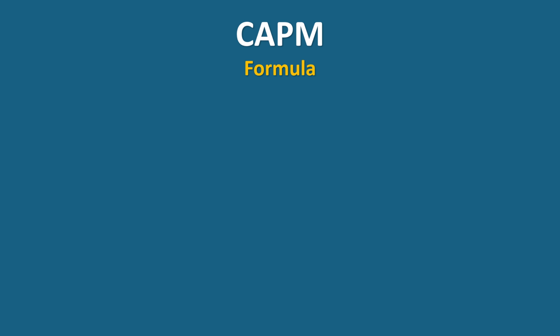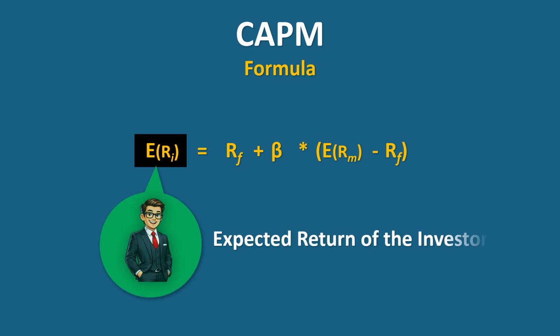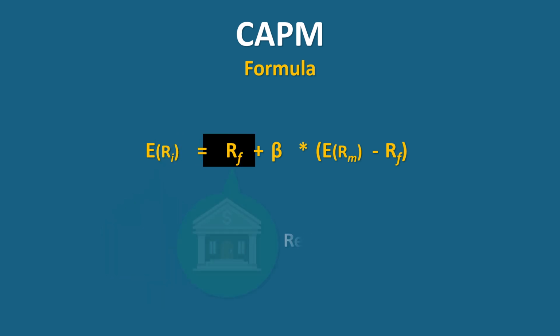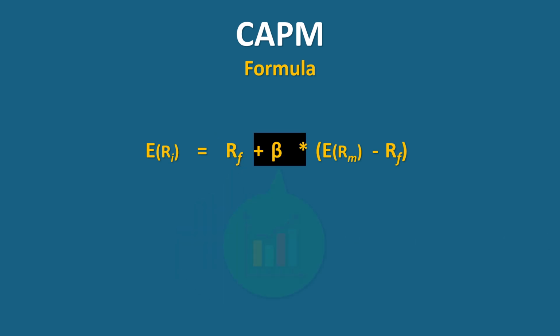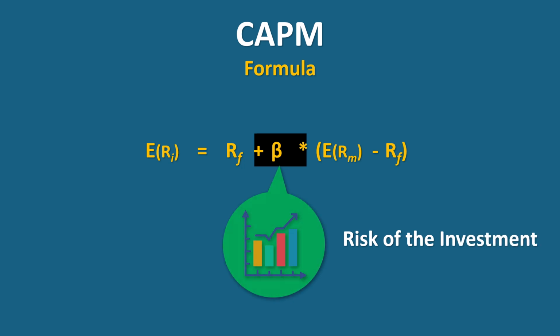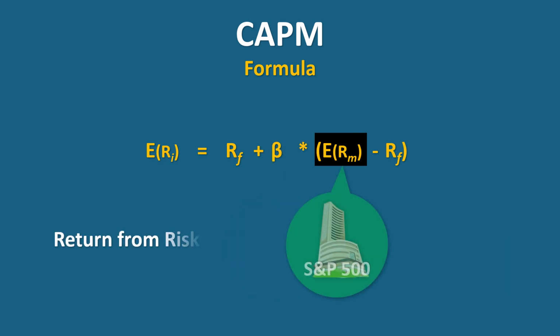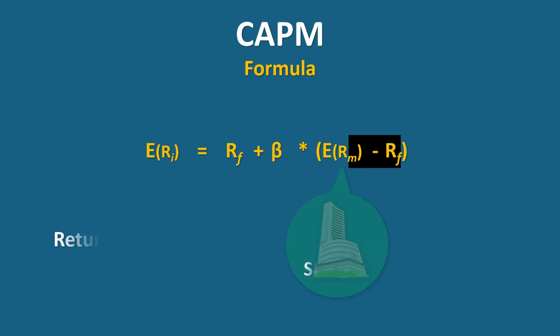Now let's understand the CAPM formula. ERI equals RF plus beta multiplied by open bracket ERM minus RF close bracket, where ERI is the expected return of the investment. CAPM calculates the expected return for the investor. RF is the return from a risk-free investment, like a bank savings account or any other fixed-rate investment. Beta is the risk of the investment, calculated using historical data. ERM is the expected return from a risky market, like the S&P 500.